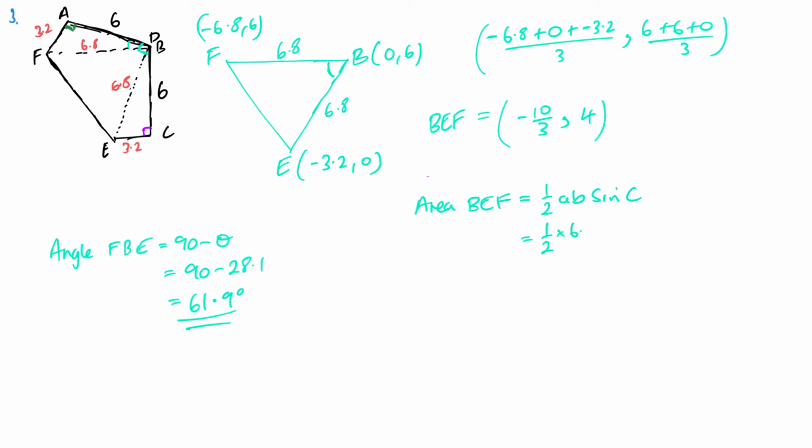So we've got half times 6.8 times 6.8 times sine 61.9, and that gives me 20.4 centimeters squared. Double checking all my areas: 20.4 plus 9.6 plus 9.6 plus a second 20.4, because that one's obviously double folded over, isn't it? That totals the 60, which is what I would have had in the very beginning. Anyway, now we can finally work out the centre of mass.